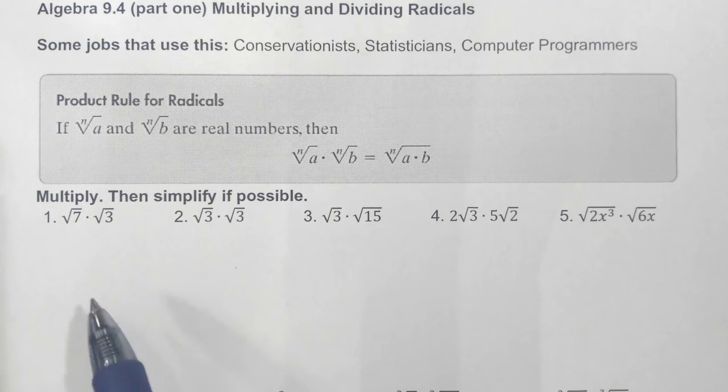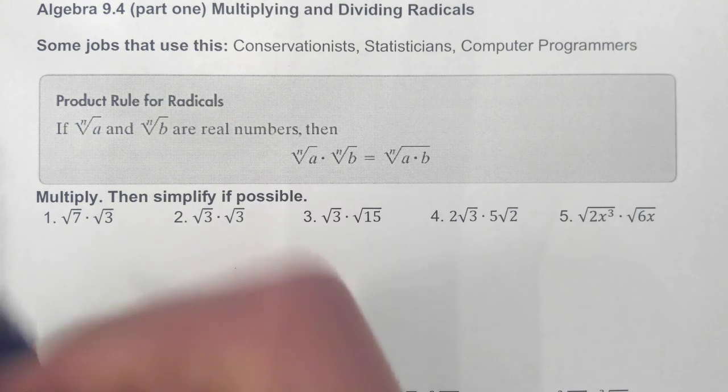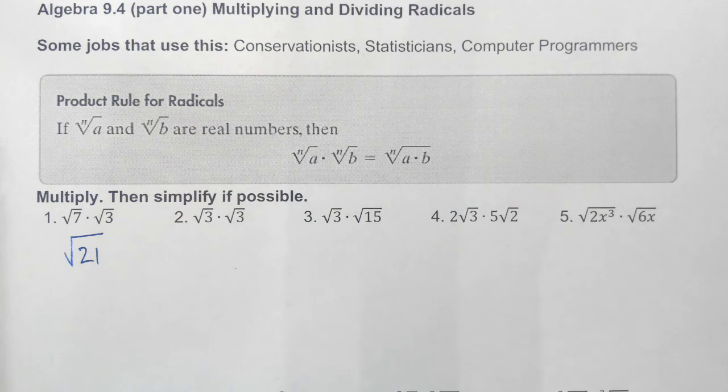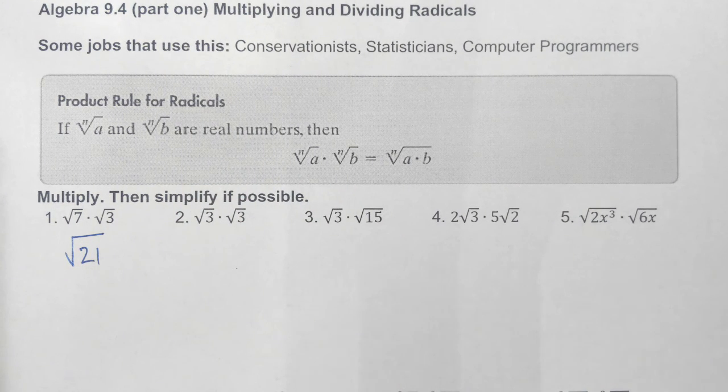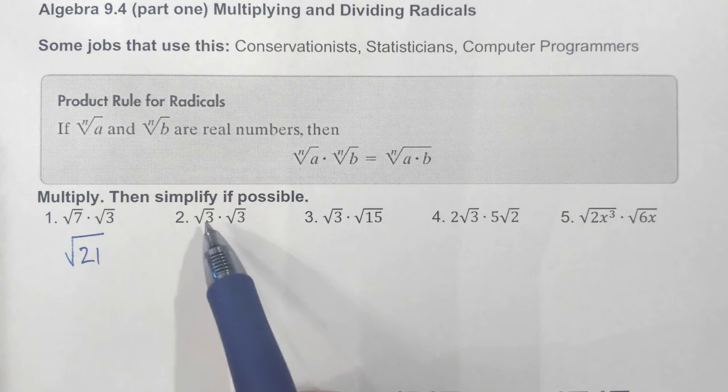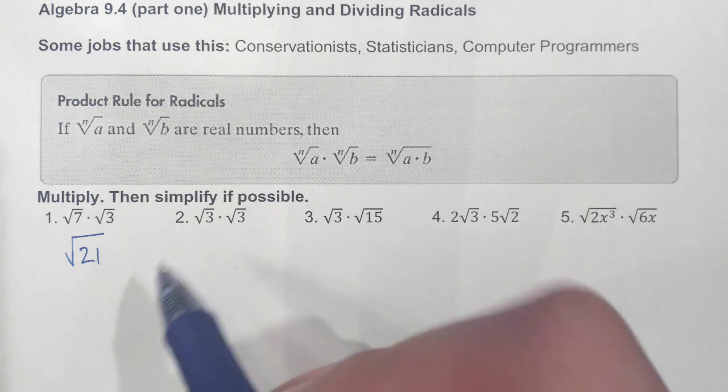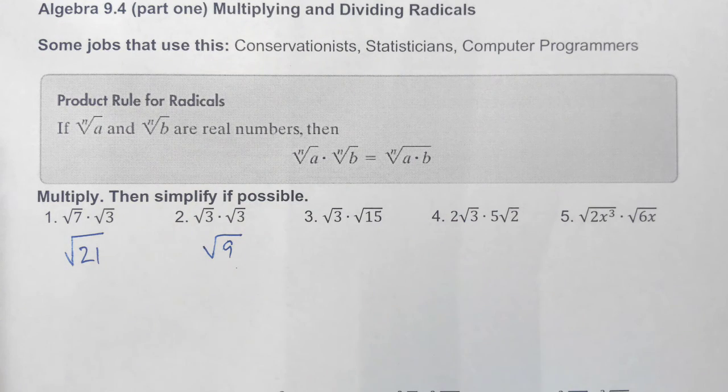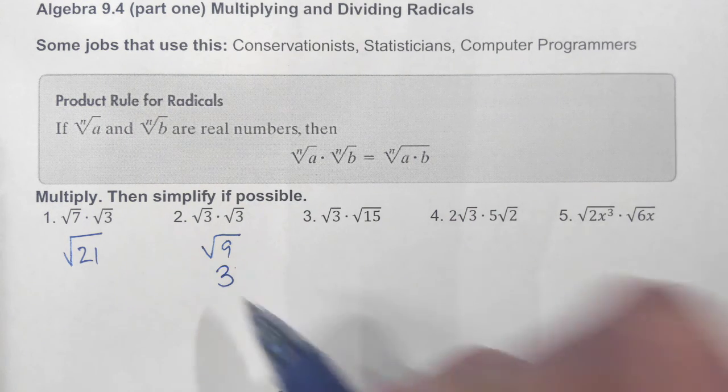First example, just multiply. What's 7 times 3? That's 21. And then you just got to look, is there a perfect square that divides 21? And the answer is no. So that one stays that way. Number 2, square root of 3 times square root of 3. That's 3 times 3, that's 9. Clearly the square root of 9 is just plain old 3.